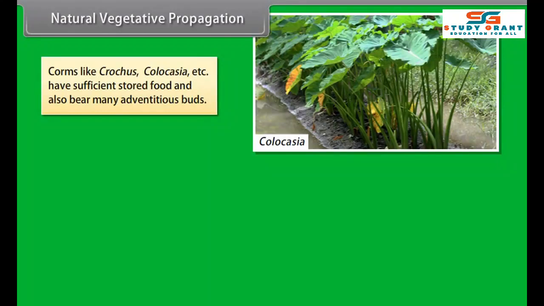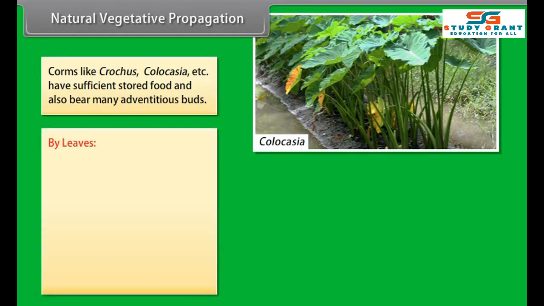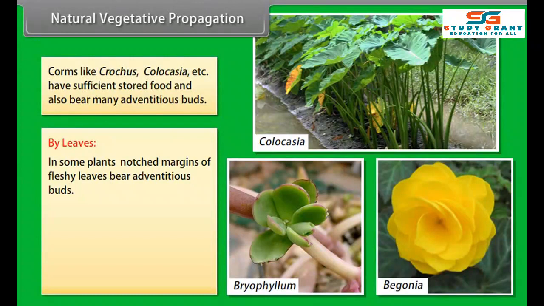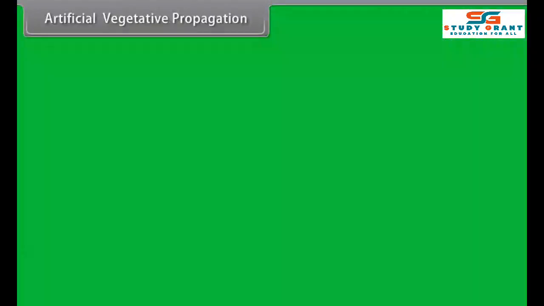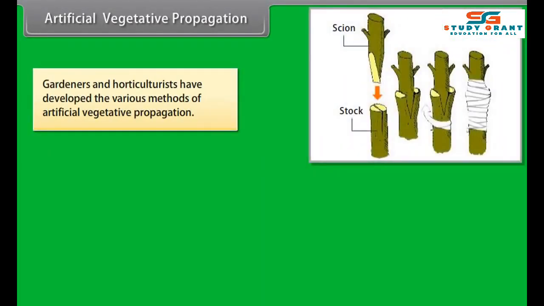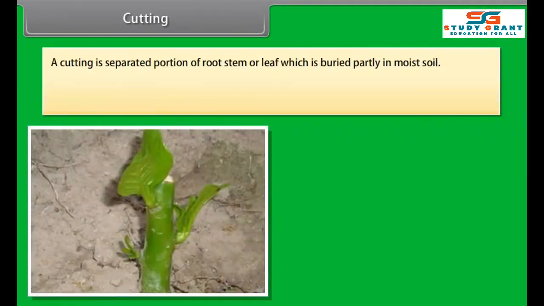Runner is an aerial weak stem, for example in lawn grass, mint and wood sorrel, which, when it touches the ground, gives off adventitious roots at nodes. When the older part of the plant dies, the branches separate from the parent plant and form independent plants. A bulb also bears a number of buds, example, garlic and onion. Corms like crocus, colocasia, etc. have sufficient stored food and also bear many adventitious buds.